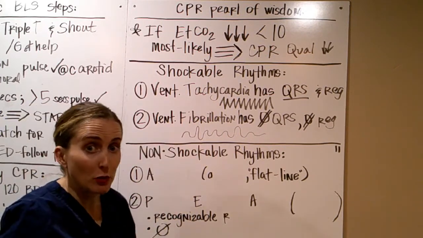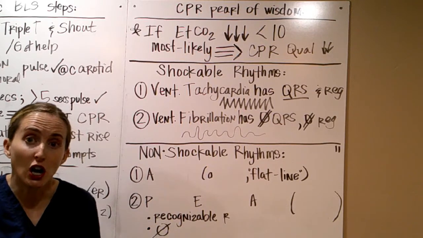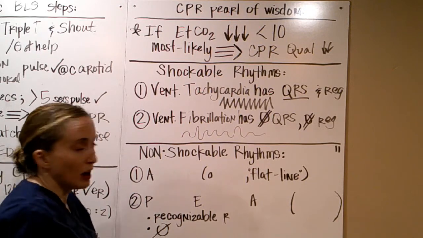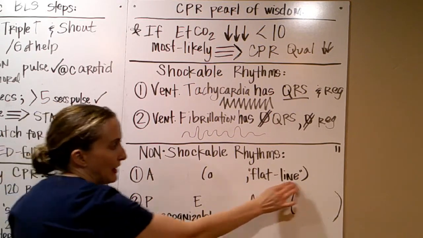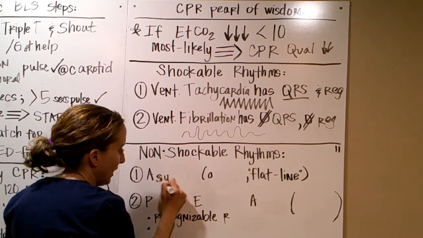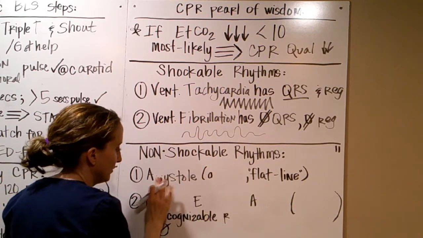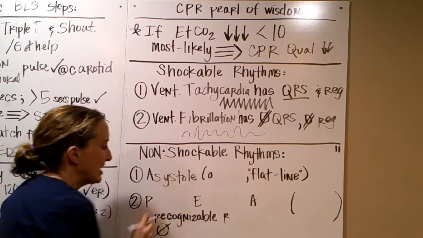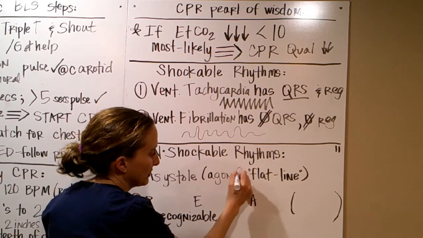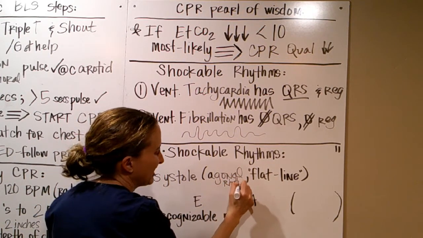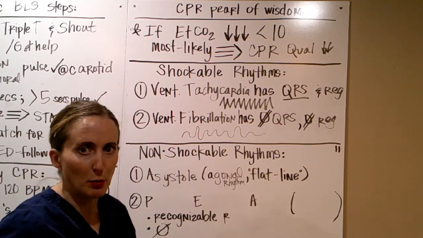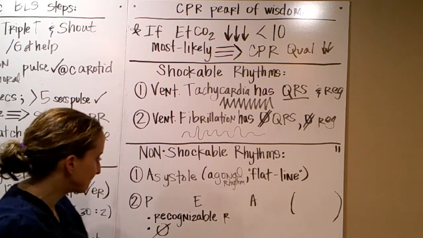Now the non-shockable rhythms, okay? Have you ever watched on TV shows, where the patient goes flatline? Well, what is flatline known as? Flatline is known as asystole, right? Agonal rhythm is another, because there's not really anything there. It's mostly flatline, maybe with a few little blips here and there.